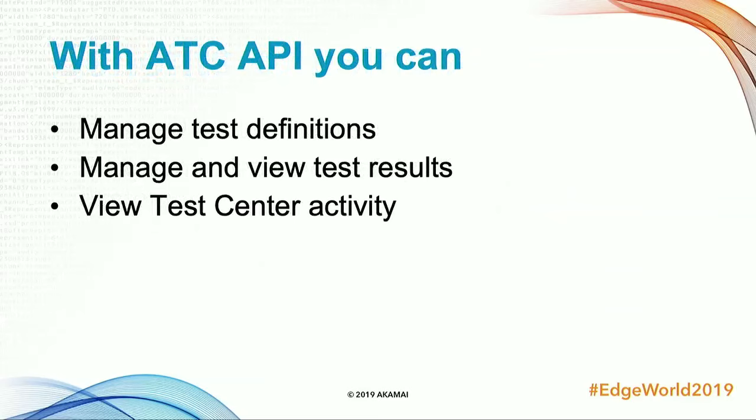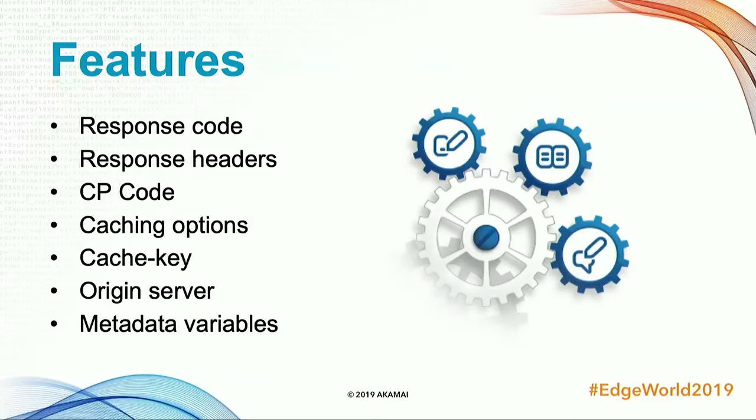So with Akamai Test Center API, you can manage your test definitions, manage and view your test results, and view test center activity. Let's say, for example, someone in your organization also uses Test Center API, and you could see what was done, what tests were run before. That's just for tracking purposes or for change management, whatever. So you can use this API as a part of an automated system to test and compare the behavior of your production website before activating your changed configuration.